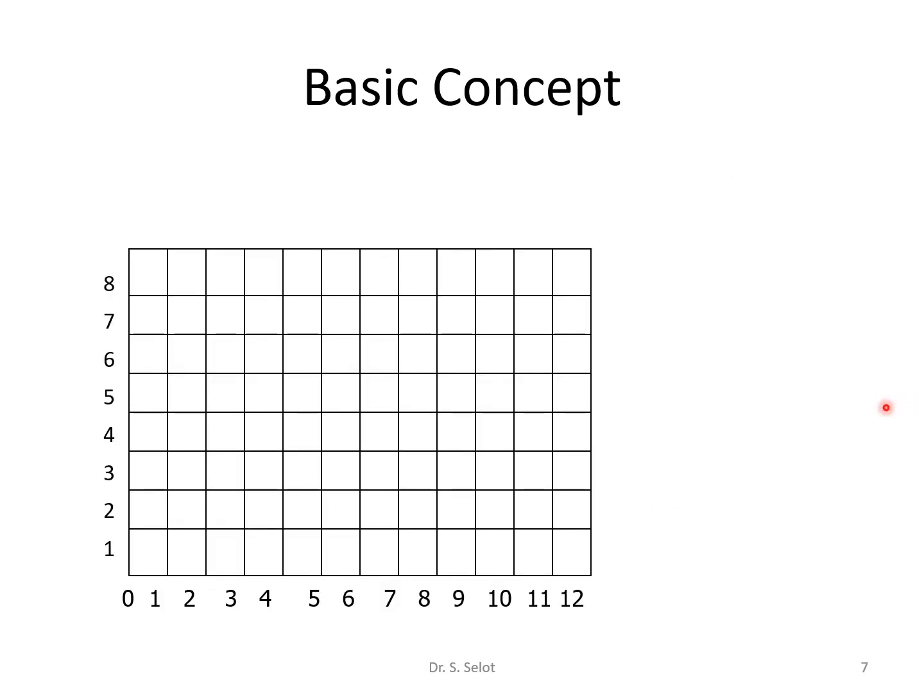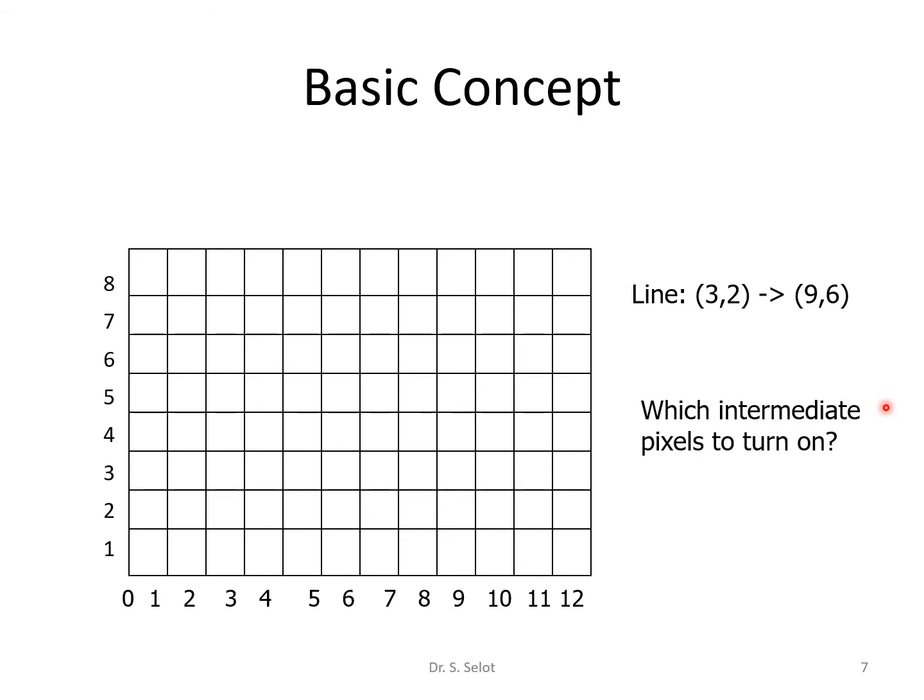This is explained with the help of an example. For example, we have to draw a line between the points 3,2 and 9,6. Then what are the intermediate pixels that should be turned on in the given raster screen? The 2 points are identified by the blue dots here, and the DDA algorithm must identify which pixel positions will lie along this line path.